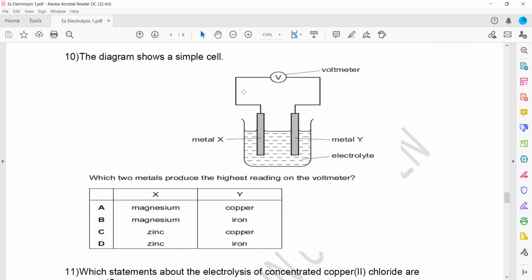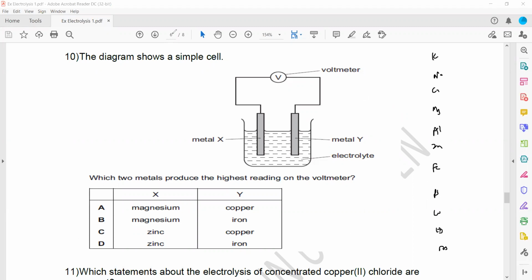The diagram shows a simple cell. Which two metals produce the highest voltage? The one which is having a greater difference. So when we write the reactivity series, it is potassium, sodium, calcium, magnesium, aluminium, zinc, iron, lead, copper, mercury, silver.